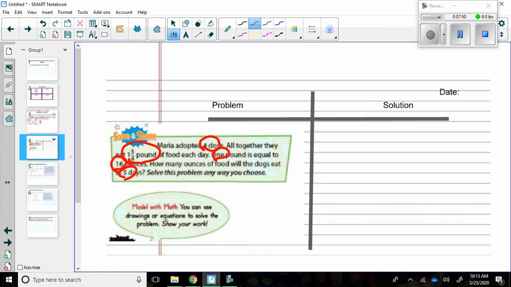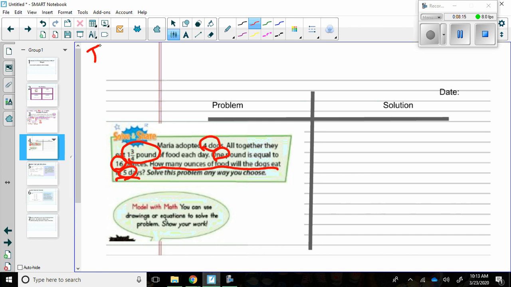Wow, that's a lot more numbers to think about than it was in our last problem. So we're going to have to do a really good job of processing and using those critical thinking skills to figure out how to solve this and to decide what information we need and what information we don't. Next, I need to underline the question. How many ounces of food will the dogs eat in 5 days?